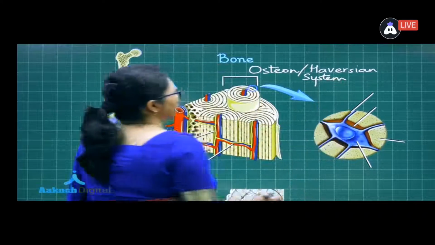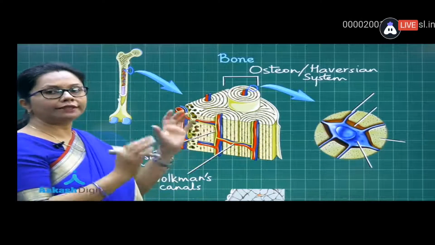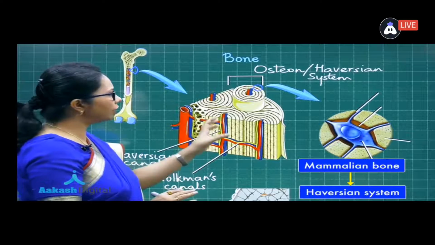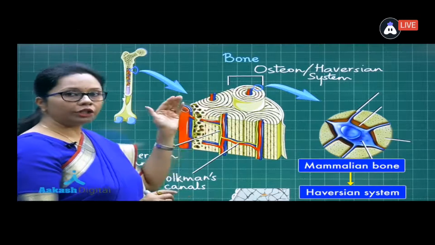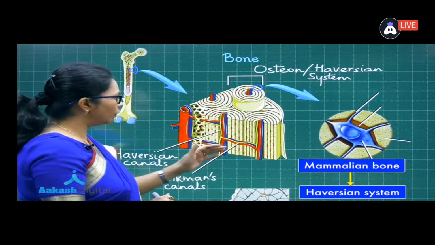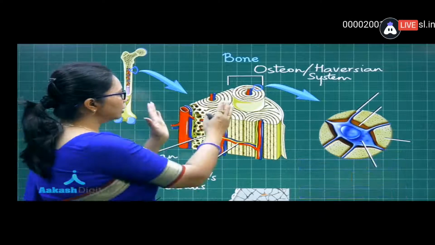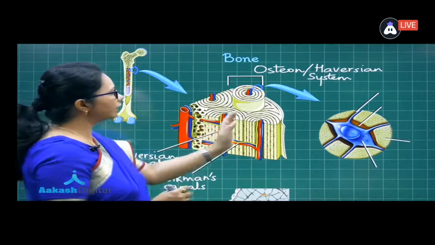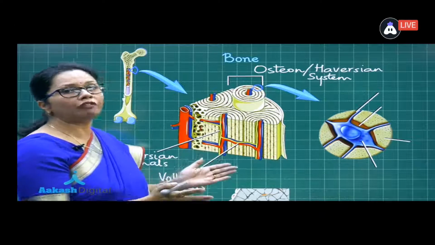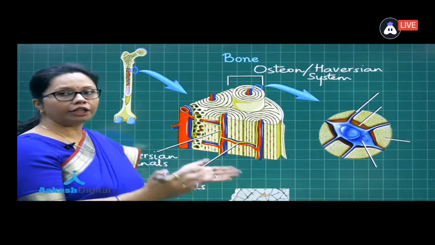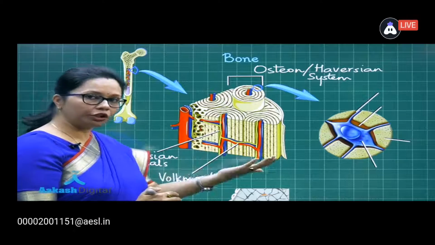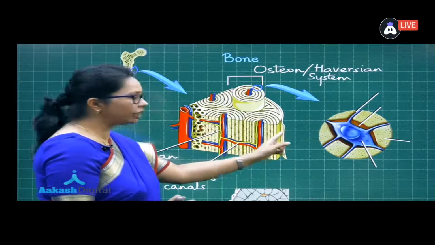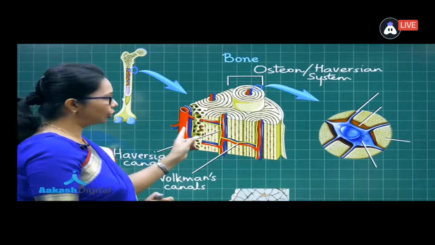Now this Haversian system or osteon is a characteristic only of the mammalian bone. So this kind of arrangement we will be seeing only in the TS through the mammalian bone. In this case, the structure that we need to know is that the bone has two covering sheaths. Unlike the cartilage, which had only one covering sheath on the outer side, here there are two covering sheaths: the outer periosteum and the inner one, endosteum.